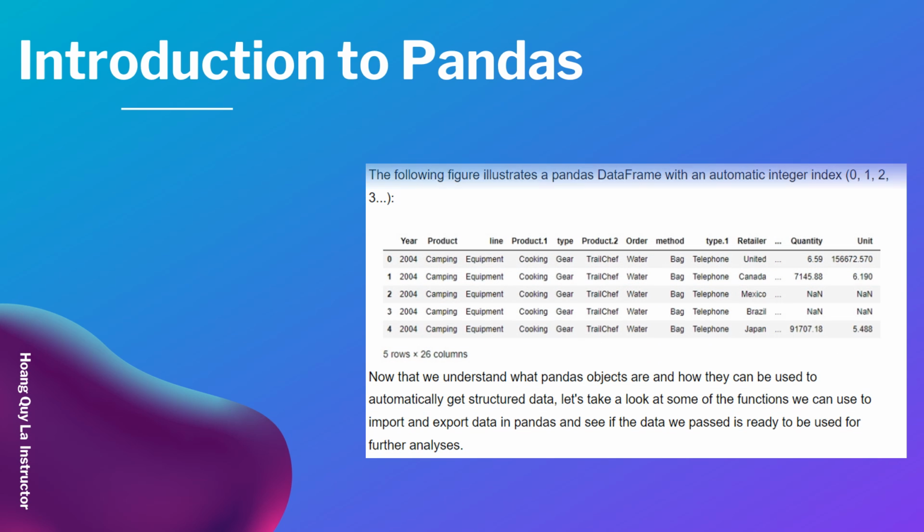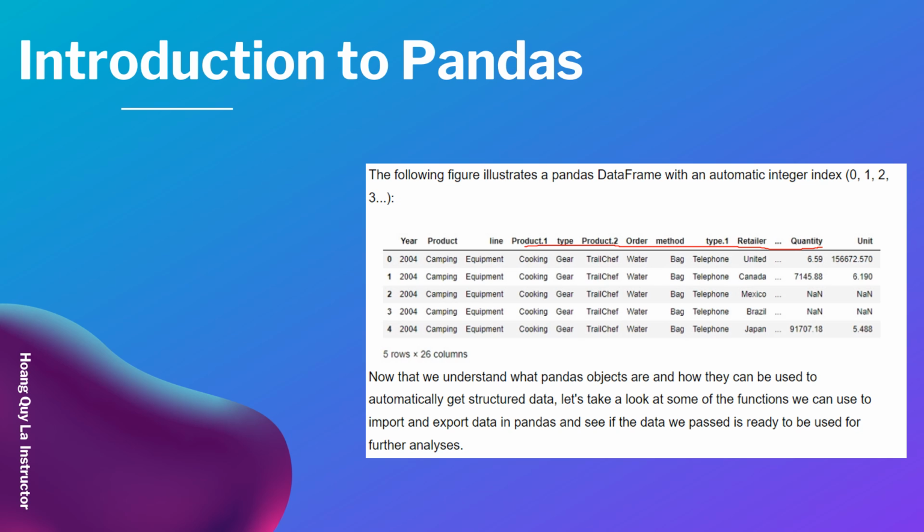The following figure illustrates a pandas data frame with an automatic integer index, such as 0, 1, 2, or 3. So we have year, product line, and also we get product type one, product type two, order method type, retailer, quantity, and unit. So this is a sample pandas data frame.